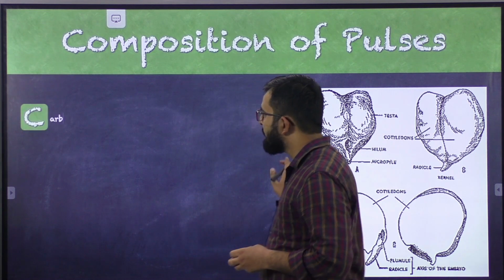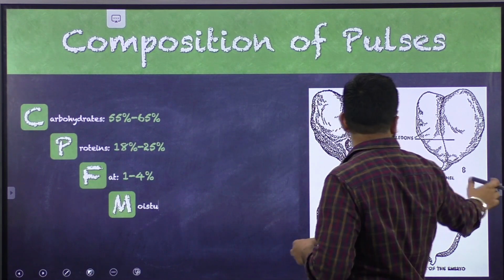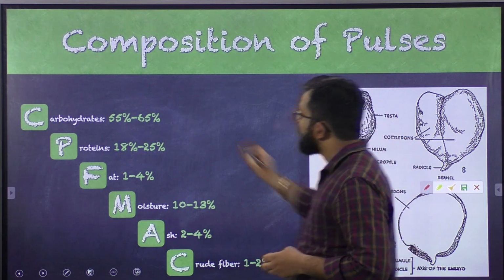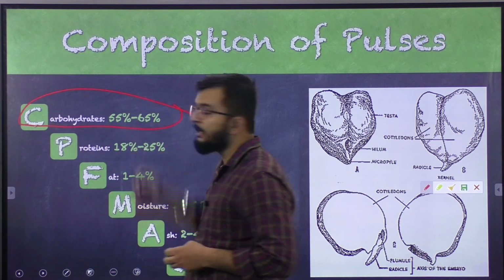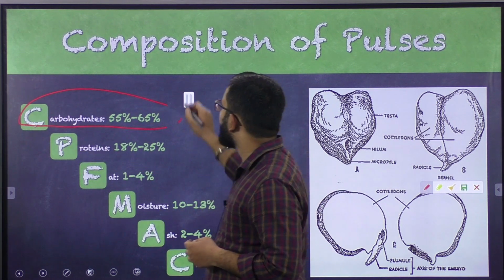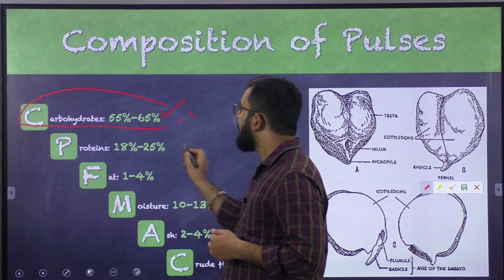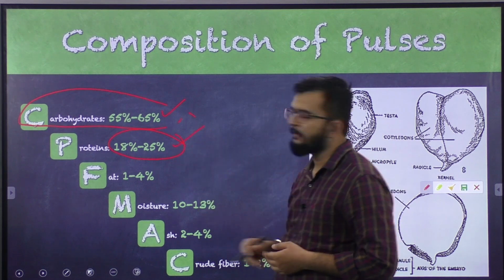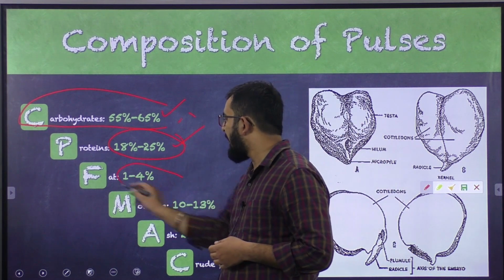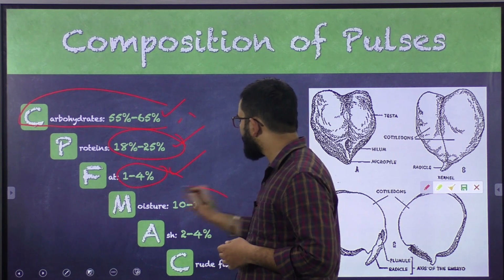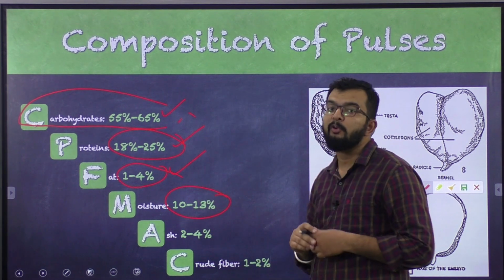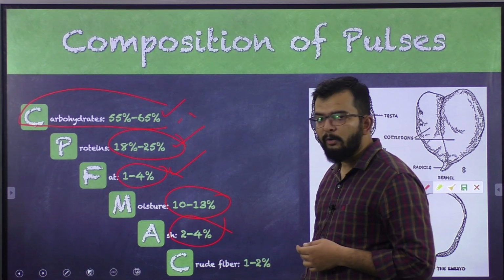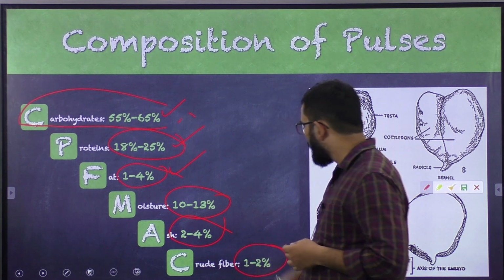In the composition, we'll see carbohydrates. We have carbohydrates around 55 to 65%, as we have already discussed in our first unit. In case of pulses, proteins are comparatively higher than in other grains. We have 18 to 25% protein in pulses. Then we have fat around 1 to 4%, moisture around 10 to 13%, which is adequate for longer shelf life of your pulses. The ash content is around 2 to 4%, and crude fiber around 1 to 2%.